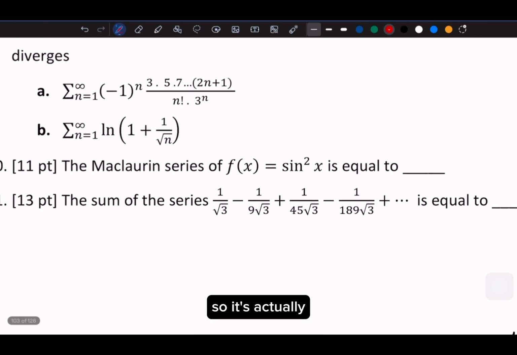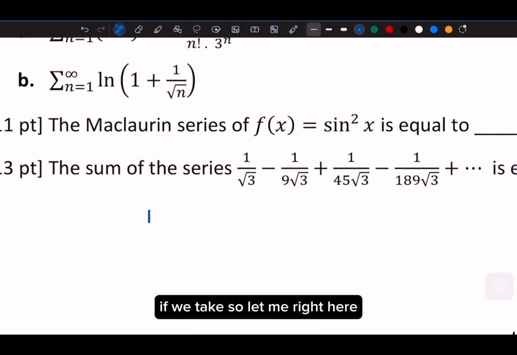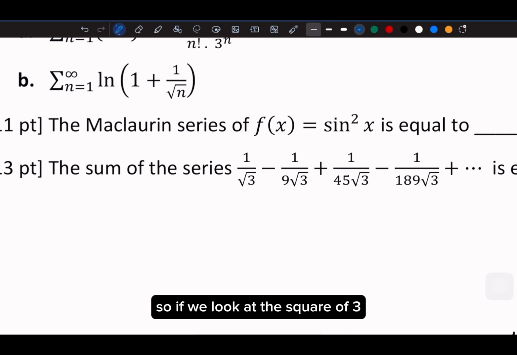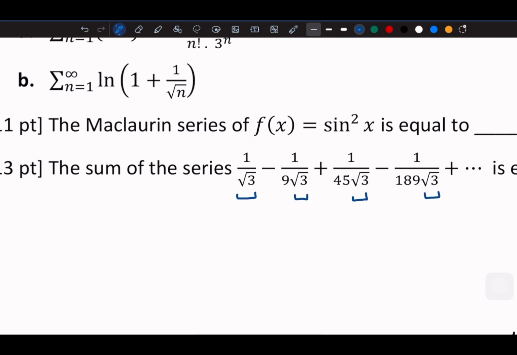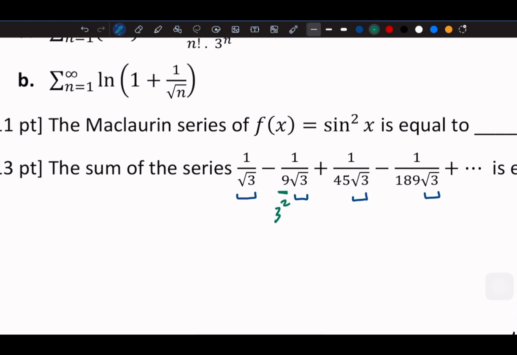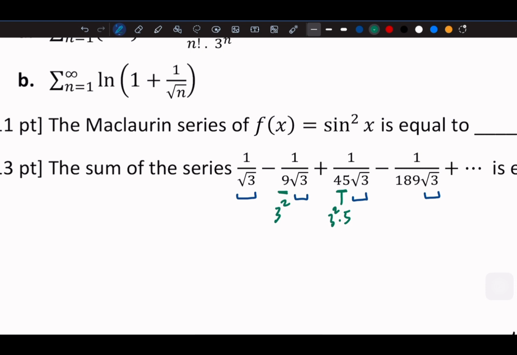So it's actually, let me write here, or maybe just directly. If we look at the square root of 3, they all have square root of 3. So the idea is to find the pattern. So we see this 9. 9 is 3 squared. And this one is 3 squared by 5.